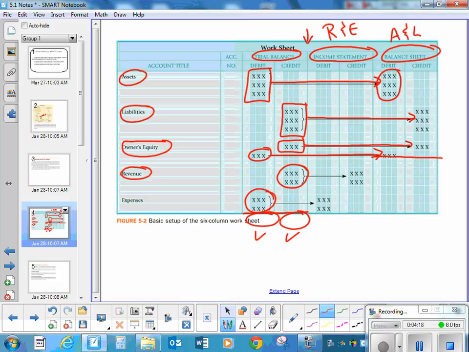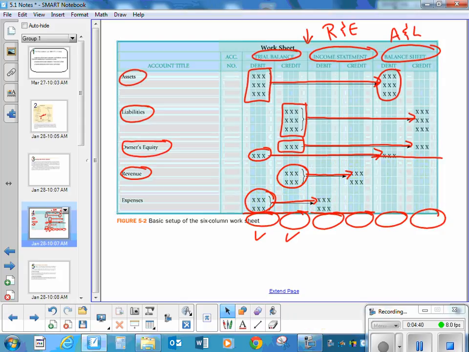Now on your income statement, your revenue goes over to the revenue column, and your expenses go over to the debit column. At this point, you are also done. Then you're going to total these 2, and you're going to total these 2. And I'm going to talk in a minute about what we're going to do with those totals. We do not expect these totals to be equal. This one and this one shouldn't be equal, and this one and this one should not be equal.